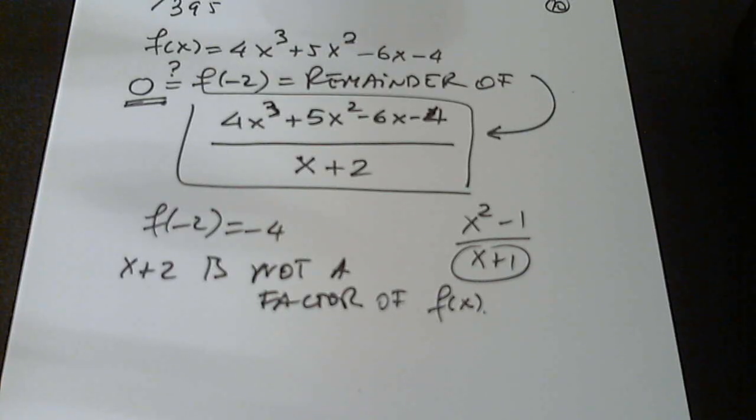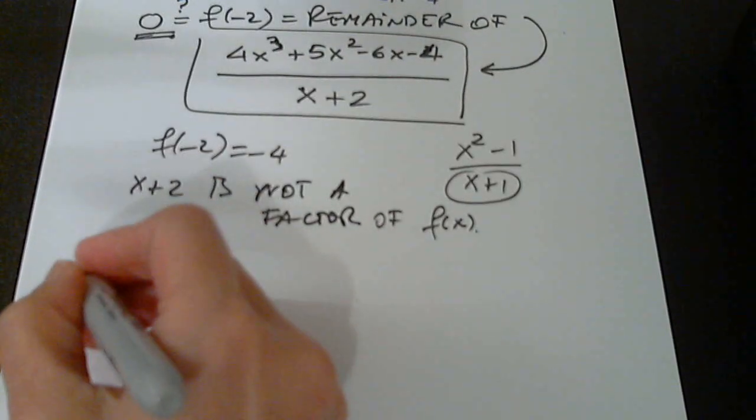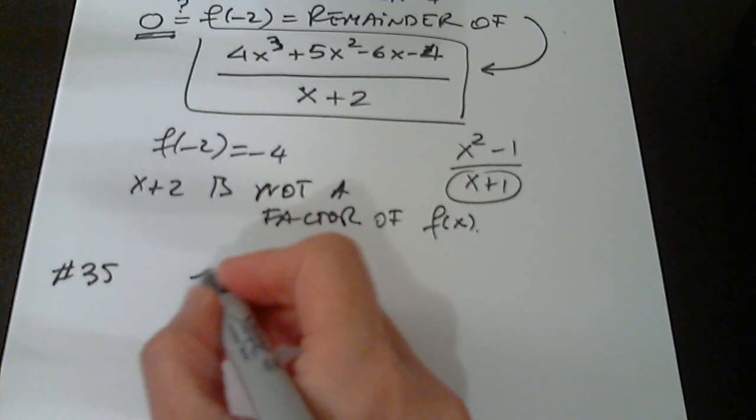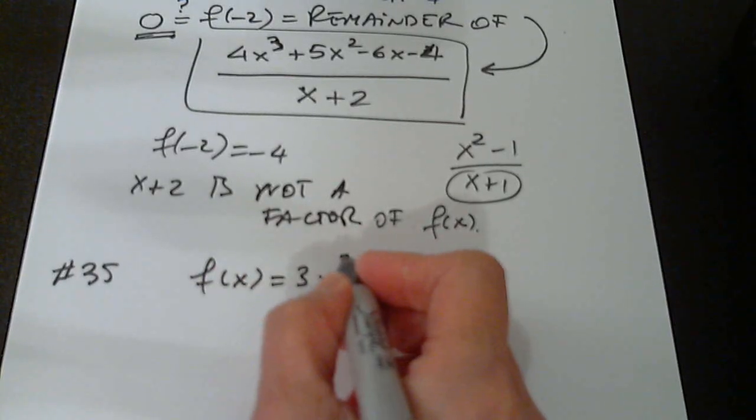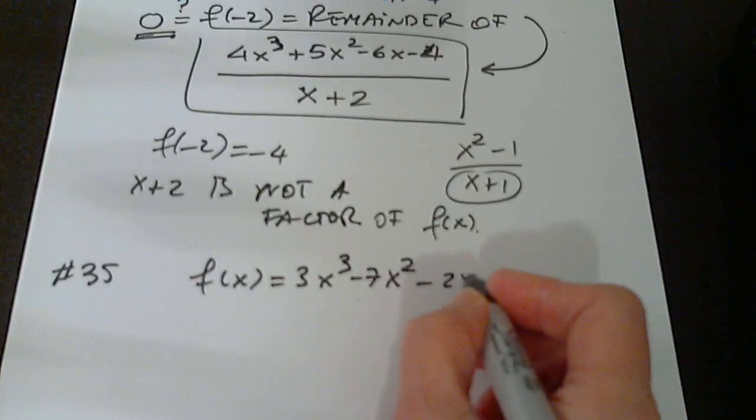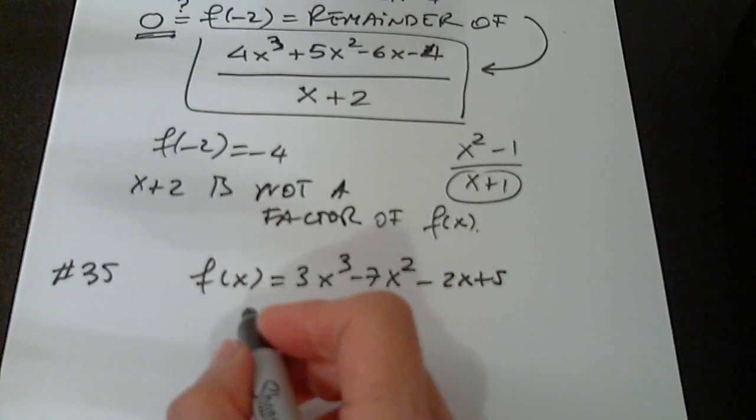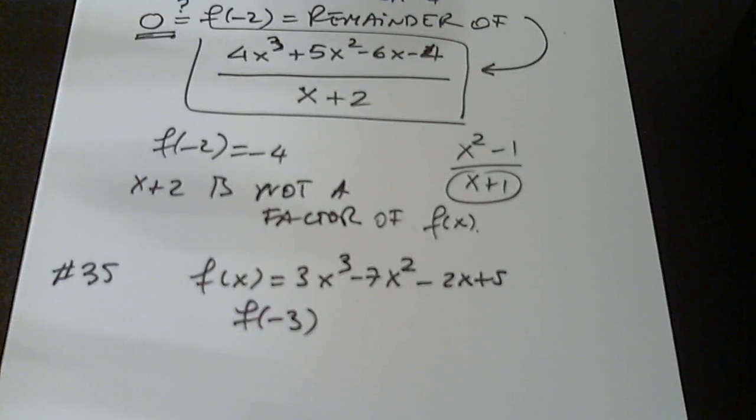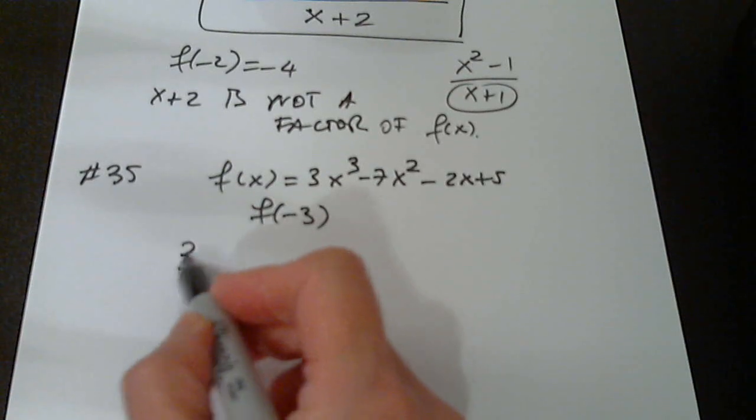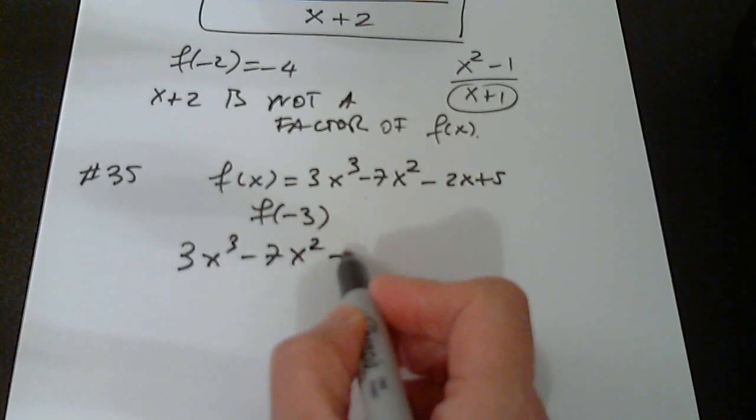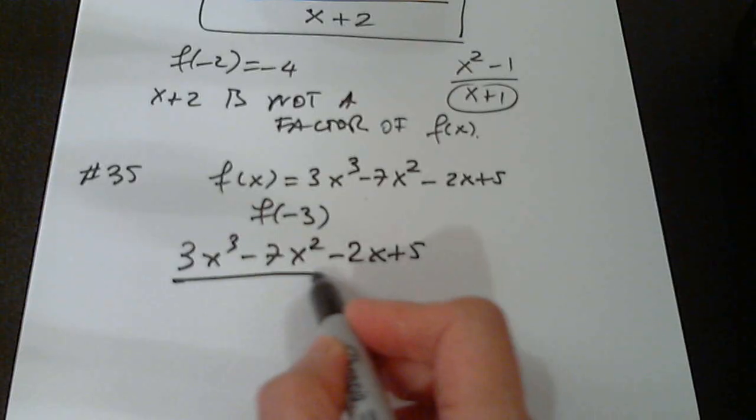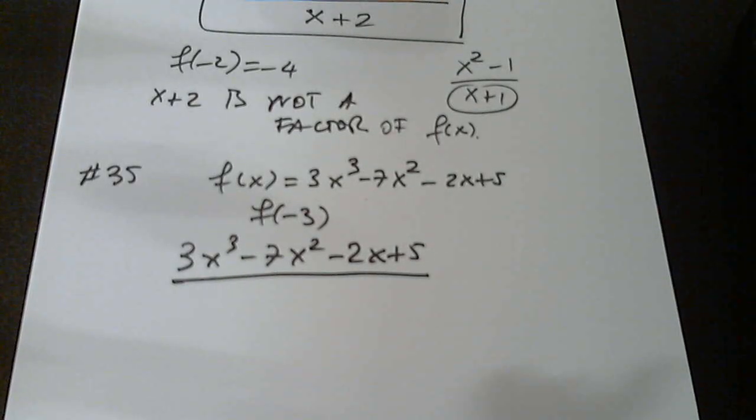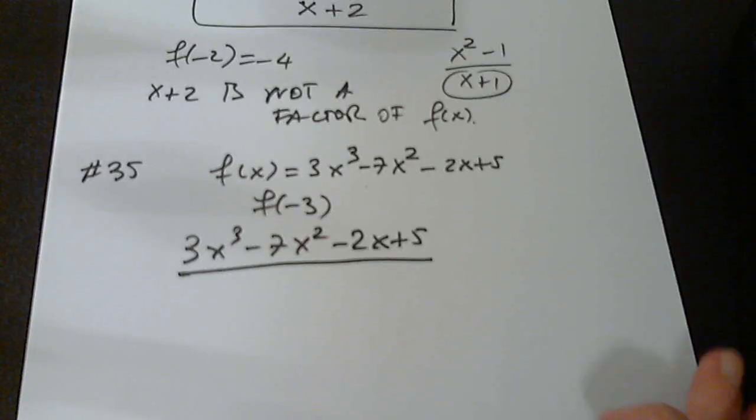Let's choose 35. 35 it is. Good, 35. In 35 we have f of x equals 3x cubed minus 7x squared minus 2x plus 5. And they want us to investigate f of -3. Which means what they want is us to look at this division over, can anyone tell us over what? X plus 3. Indeed.